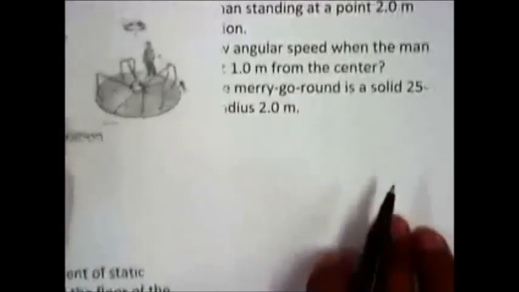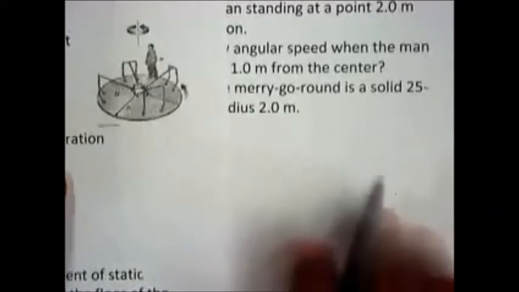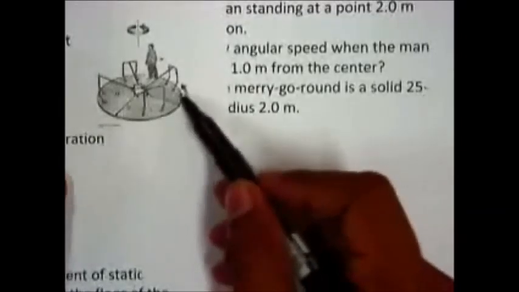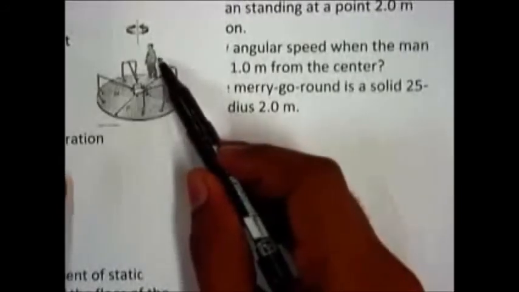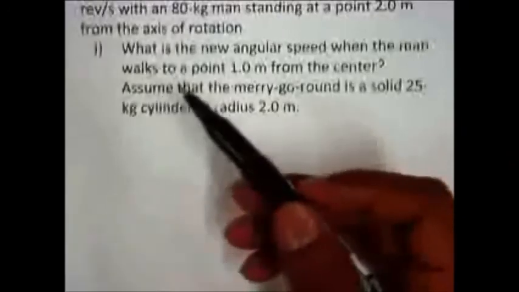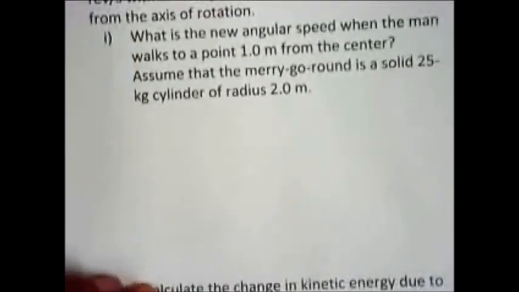Now a merry-go-round looks something like this picture. So the man is standing on the edge and then he walks towards the center. So this is the cylinder part, the merry-go-round, and this is the 80 kg man. So the first thing that we need to do is find the moment of inertia before and after he walks.